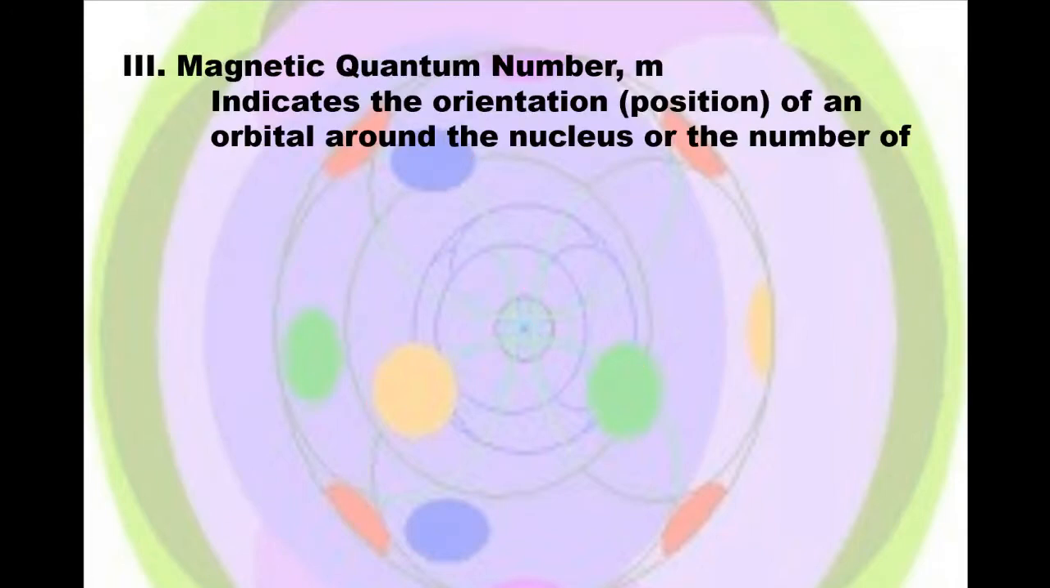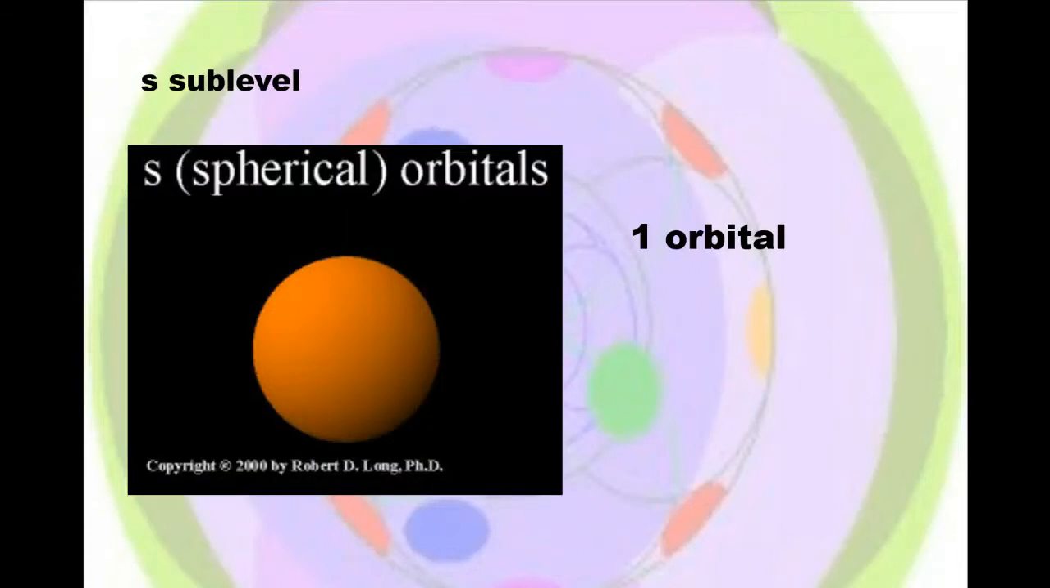The third quantum number is called the magnetic quantum number, and that's given the letter m. This indicates the orientation or the position of an orbital around the nucleus, or the number of orbitals that you have within a sublevel. Then we're going to take a look at each one of the sublevels and how many orbitals that we have. So in the s sublevel, the s is spherical in shape. It has 1 orbital. And we're going to see in the spin quantum number that you can only have 2 electrons per orbital at any one time. So we can have 2 electrons in that particular orbital that are moving around in a wave-like motion, constantly moving.